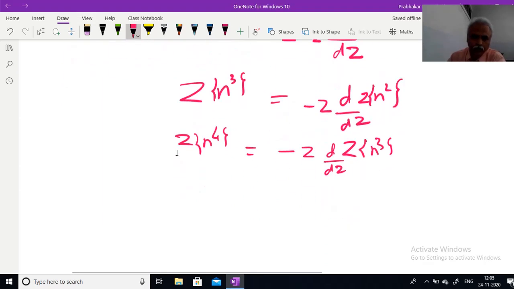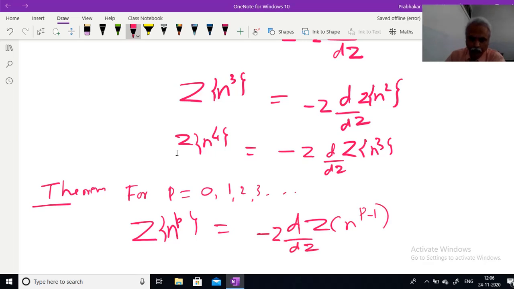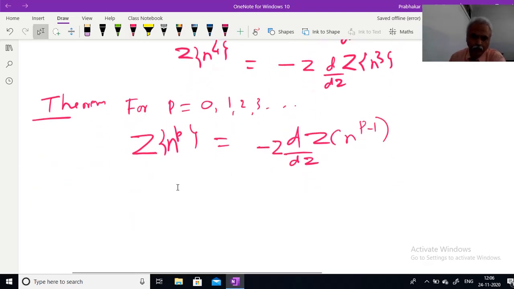In general, instead of 2, 3, 4, I can write a theorem: for p equal to 0, 1, 2, 3 and so on, Z transform of n raised to p can be found using the Z transform of n raised to p minus 1, via the procedure of differentiation and multiplication by minus z. So this we will be using at present. Proof we shall come back to later on.